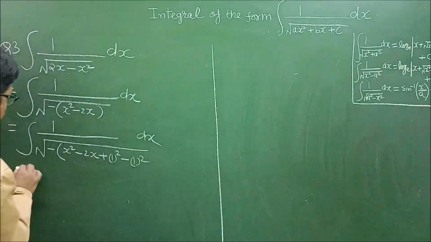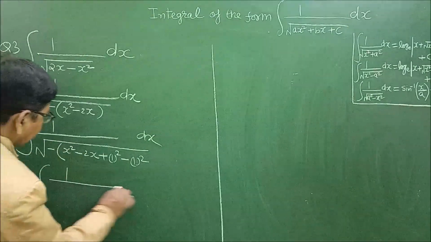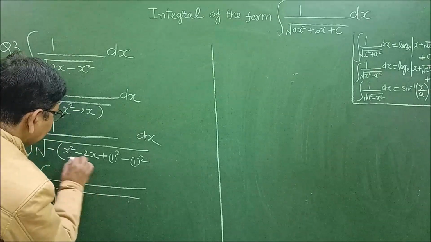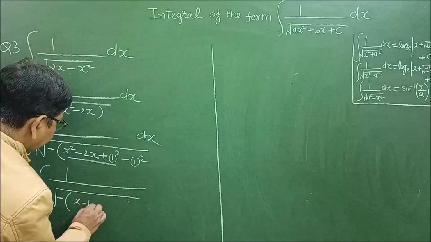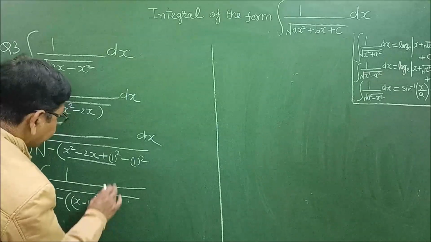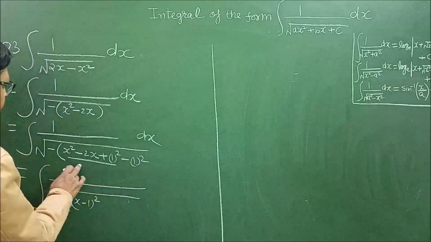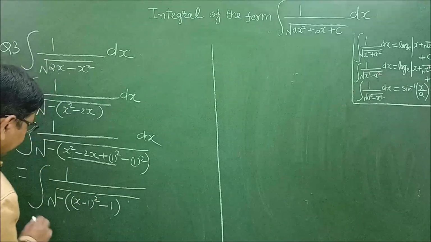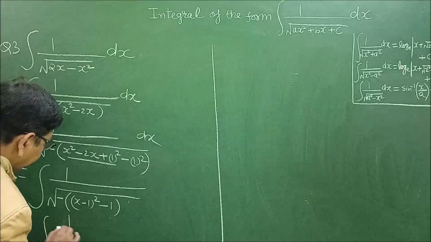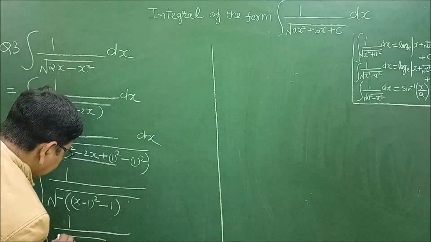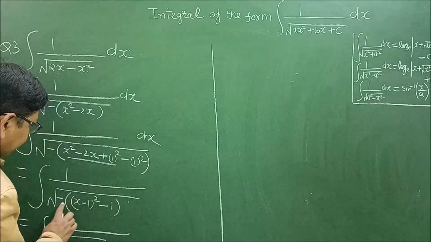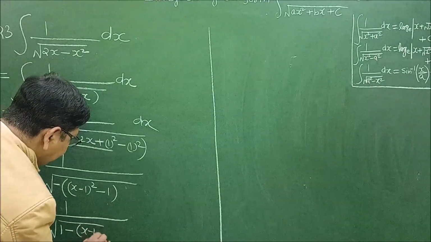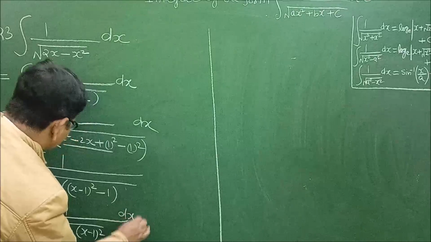So this is equal to the integral of 1 upon under root minus, and these three terms make the square of x minus 1 whole square, and x minus 1 whole square minus 1. So this is equal to the integral of 1 upon under root of, transferring this negative sign inside, so 1 minus x minus 1 whole square dx.